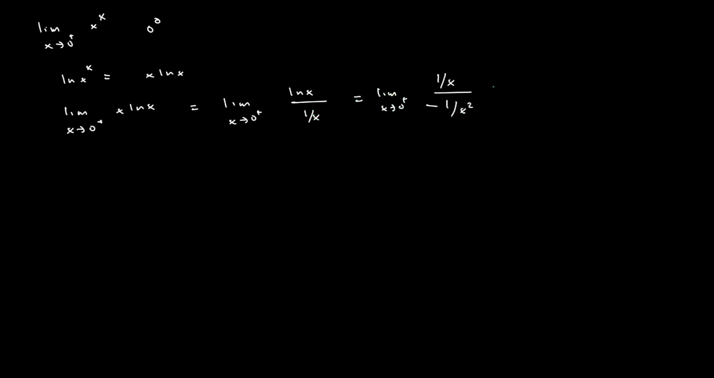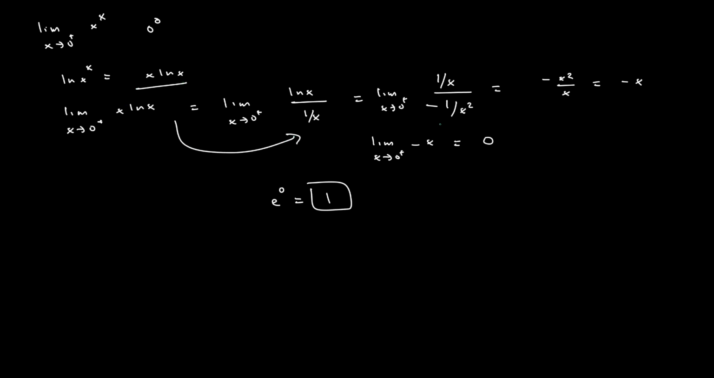I rewrite this as negative x squared divided by x, and I get negative x. And so I'm finding the limit as x tends to 0 from the positive side of negative x, and hence that is equal to 0. Now I have to take e to the power of 0, which is equal to 1, and so that's my limit. And I have to do the e because I took the log of the original, and that's how I calculate the limits later on.